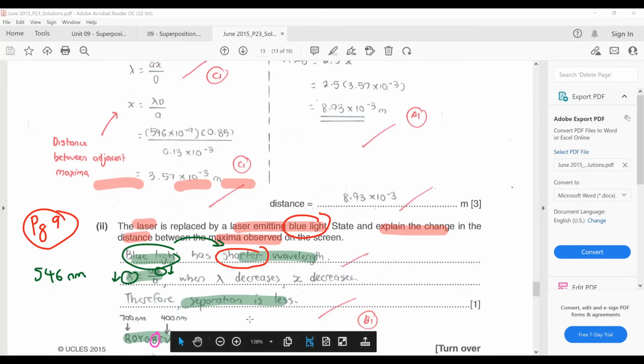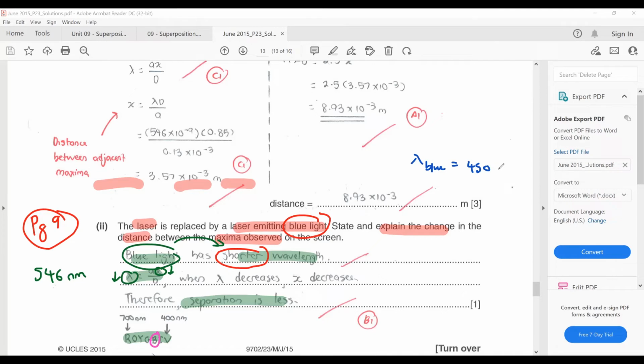So the only way you will be able to know that blue light has a shorter wavelength here is if you know the wavelength of blue light in the first place. The wavelength of blue light is around 450 nanometer. It's between 450 to 495 nanometer. So when you compare versus 546 nanometer, this one is clearly less.